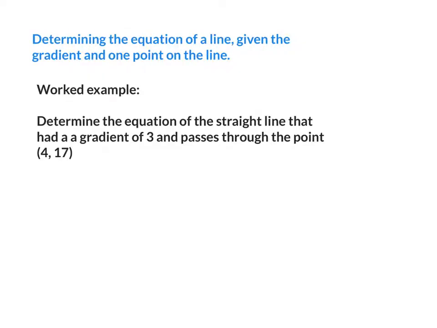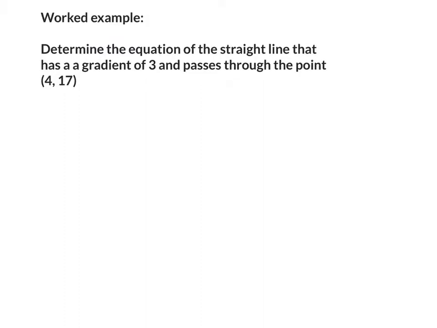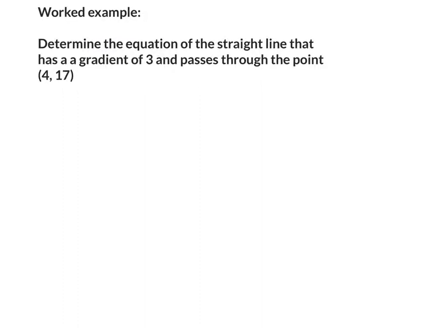Okay, so we have a worked example question here, which is to determine the equation of the straight line that has a gradient of 3 and passes through the point (4, 17). And if we think about this problem, there are two key pieces of information that this question has that is going to help us to determine the equation of this line.